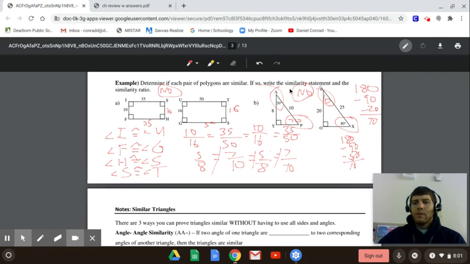So for the ones that are similar, we would need to have ratios that are all equal and angles that are all congruent. So corresponding angles are congruent, sides are proportional. So that's kind of what we did for 7.2.